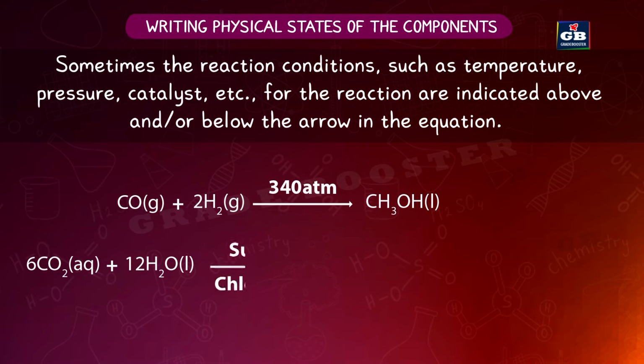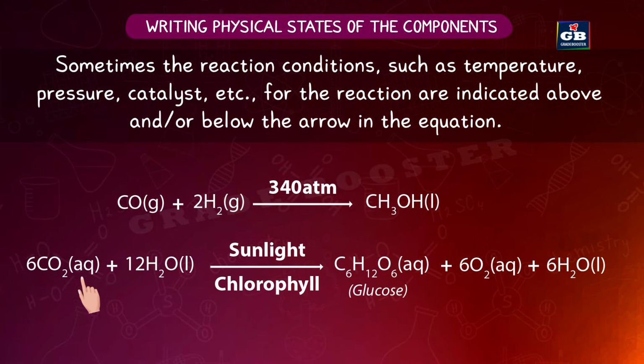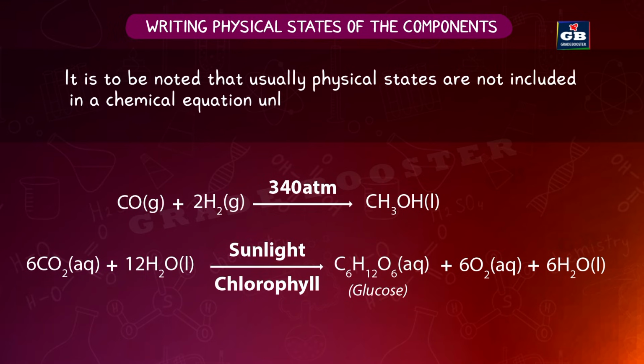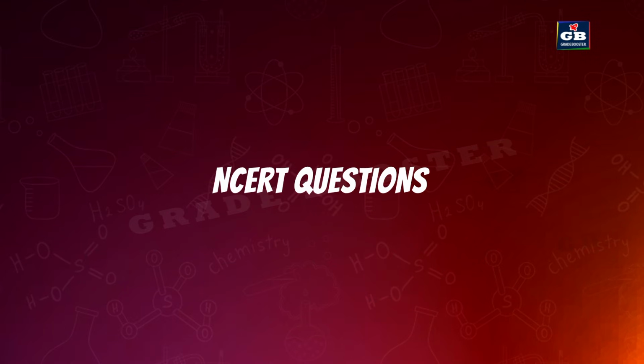In the same way, in the next reaction 6CO2(aq), that is aqueous, plus 12H2O(l), that is liquid, gives rise to C6H12O6(aq), that is glucose, plus 6O2 plus 6H2O(l), liquid. So this reaction takes place in presence of sunlight and chlorophyll. These things are mentioned on and below the arrow mark. It is to be noted that usually physical states are not included in a chemical equation unless it is necessary to specify them. Now let us find answers for these questions.